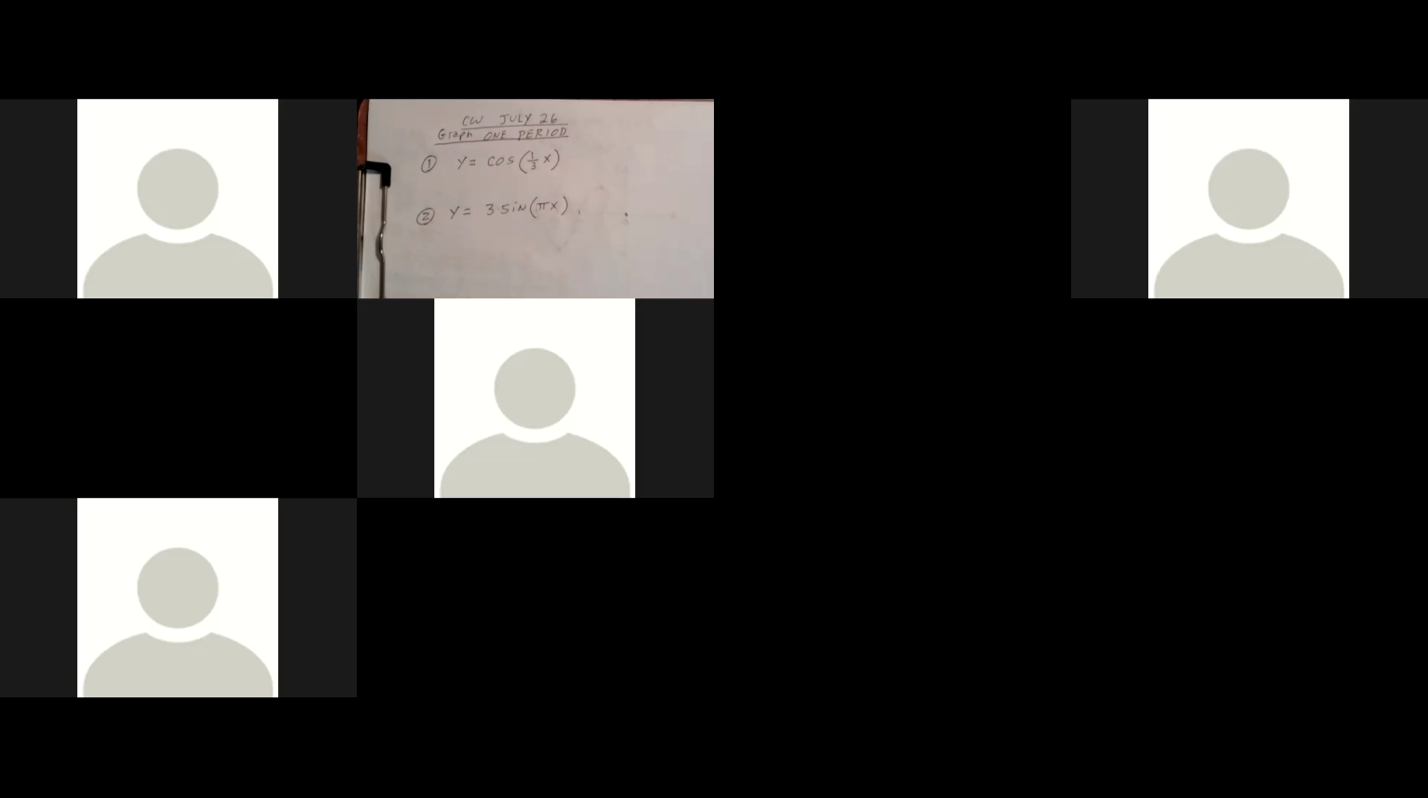All right, y equals cosine 1/3 x. What's going to be the amplitude for that graph? Anybody? Number one, y equals cosine 1/3 x. The amplitude is 1/3. Anybody get the amplitude of 1/3?